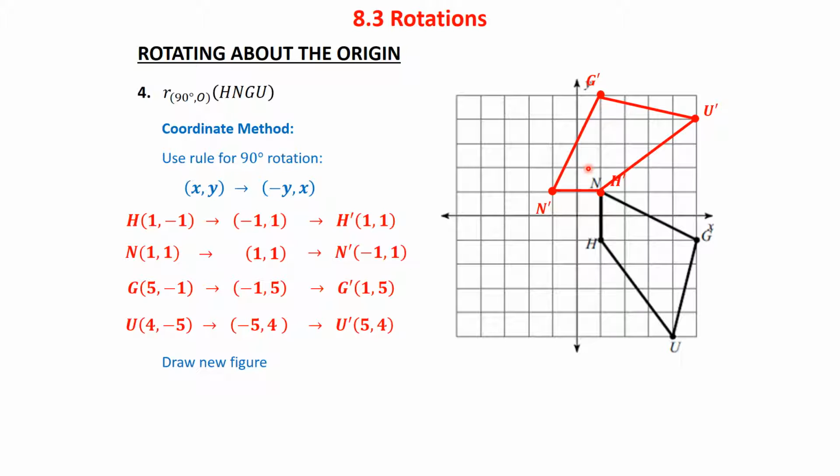Connecting those four dots, I get my new figure, my new quadrilateral, H prime, N prime, G prime, U prime. Notice that all the angle measures stay the same. And so if I take a look at the angle at vertex N, so this angle N right here, that will still be corresponding and congruent to our angle here at vertex N prime. Remember, corresponding points to corresponding figures will give us corresponding angles. Those corresponding angles will be congruent.